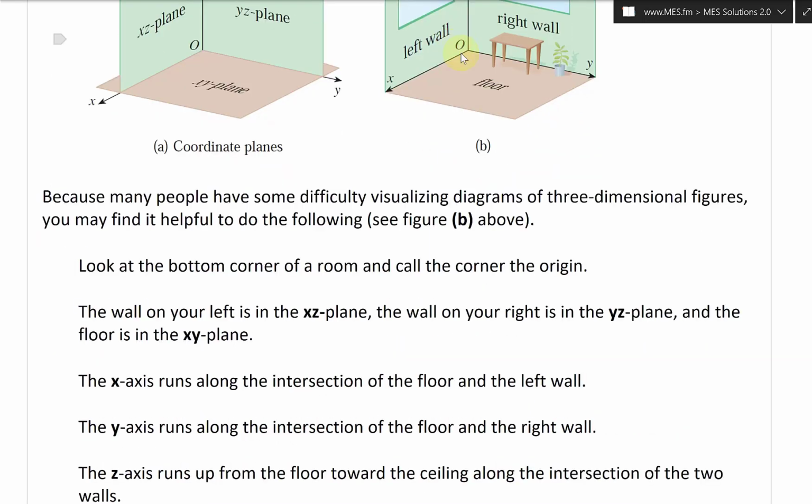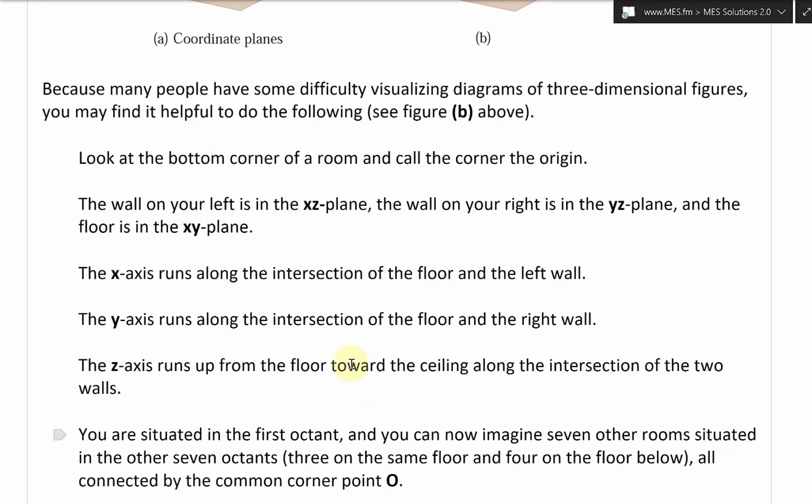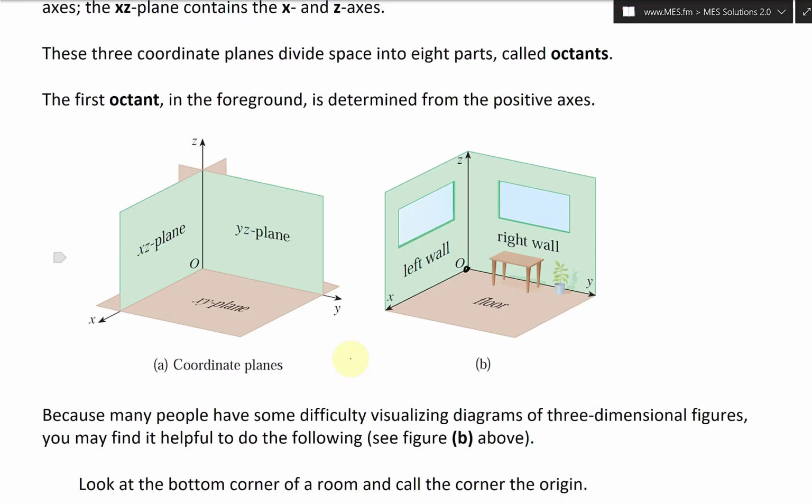And you'll note that there are 8 rooms total. You can now imagine 7 other rooms situated in the other 7 octants, 3 on the same floor and 4 on the floor below, all connected by the common corner point here. So if you're in this room, there's going to be another one here, and then 3, and then over here, and at the bottom you'll have 4 more underneath you.